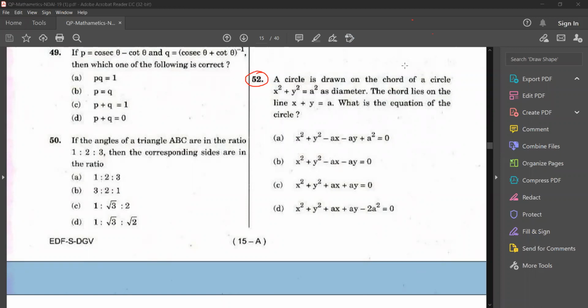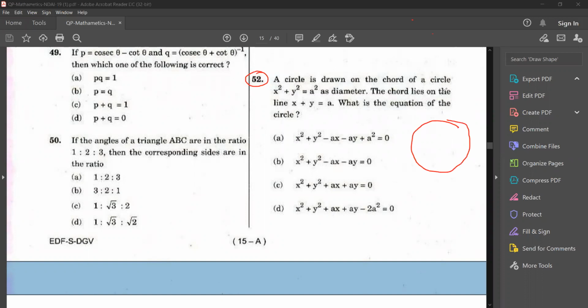Please try to do this question. Options are given. The chord lies on the line x plus y equal to a. What is the equation of the circle? That is what you have to find out. You have to find the equation of the circle. Circle is drawn at the chord of a circle. It means what? We have a circle.